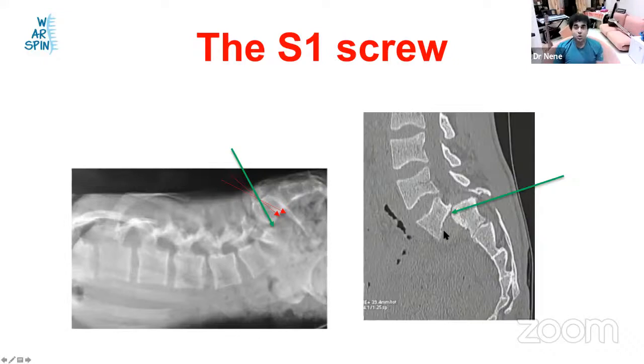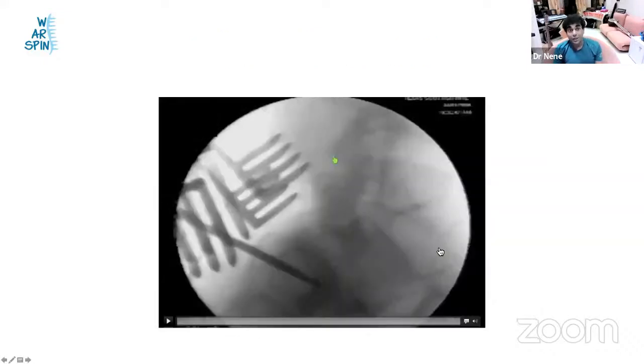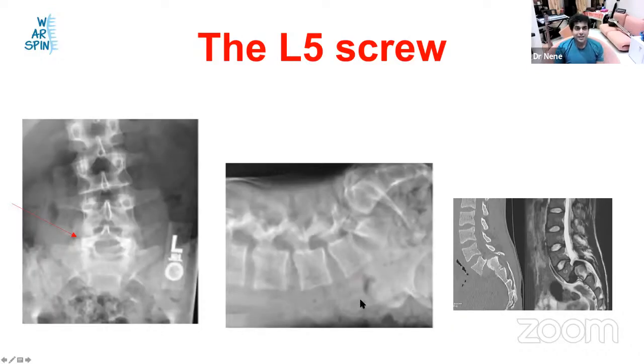Now, once the S1 screw is passed, you can actually do it under, in fact, I would recommend that you do it under fluoroscopy, so you don't miss that corner of the sacrum where both the cortices meet. Once that is done, the most difficult part for me is the L5 screw. And why is it difficult? So the L5 screw is universally the most difficult lumbar screw to pass in a dysplastic or a high-grade spondy.